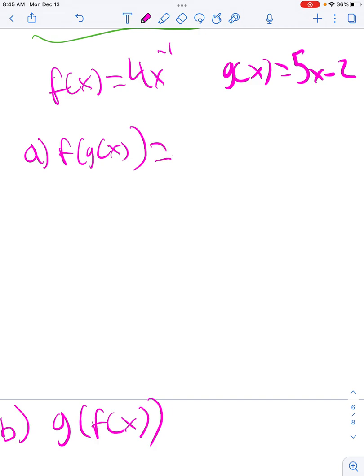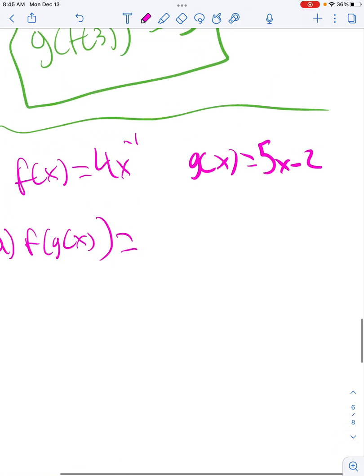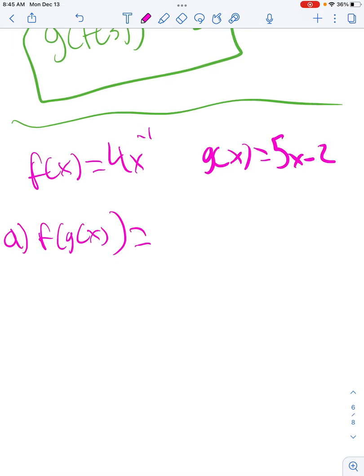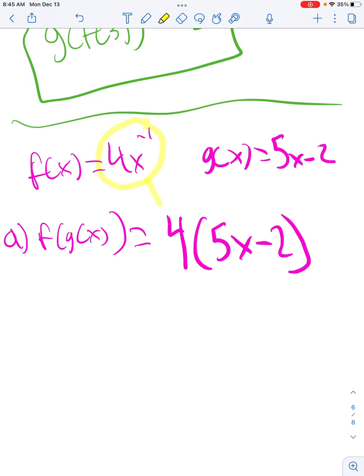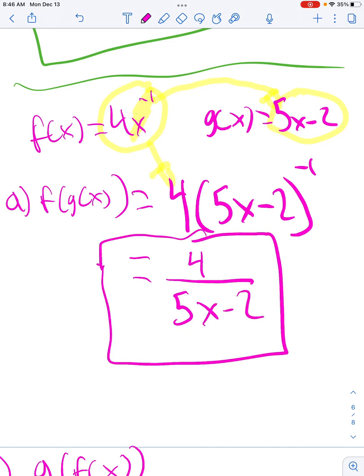Okay, so f of g of x means I have to do g of x first. So g of x equals 5x minus 2. Now I'm going to write my f of x function, but every time I see an x, I'm going to plug in g of x, which is 5x minus 2. If you remember, a negative exponent brings it to the denominator. And as far as we can go, this is as much as we can simplify.